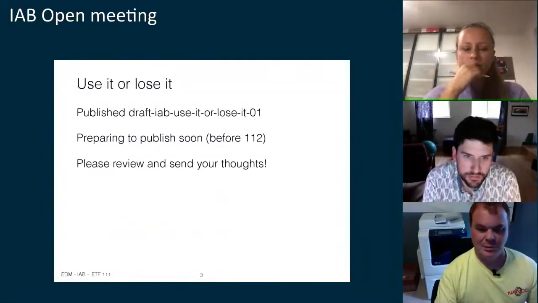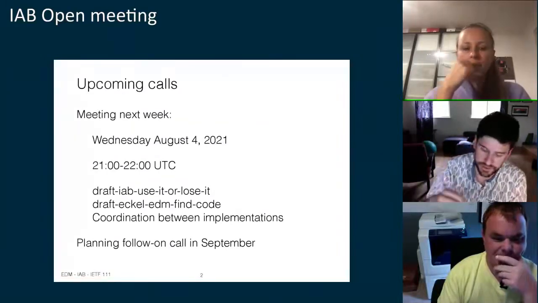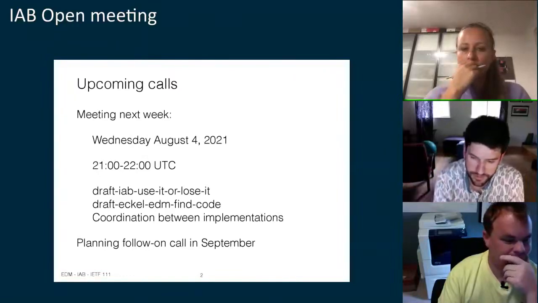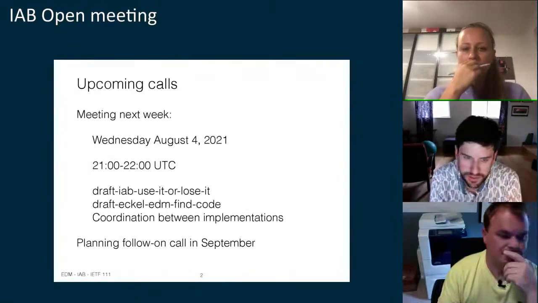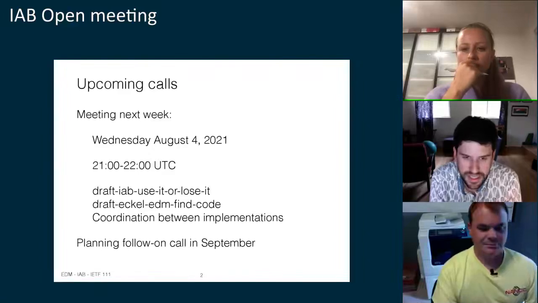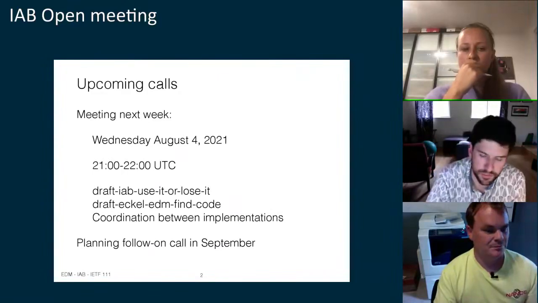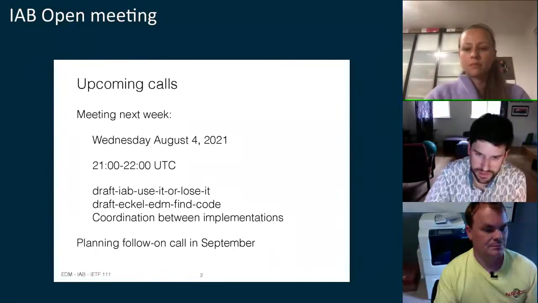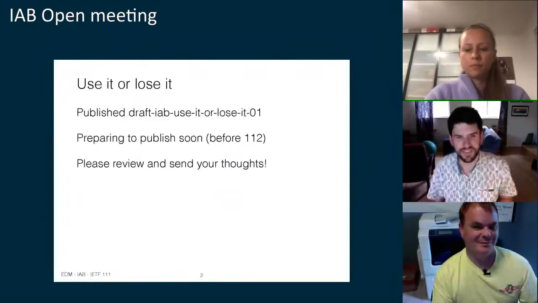I will be talking more about the User Lose It draft, which, as Miriam mentioned earlier, we are trying to get out the door and published very soon. And we also have some new topics that we're talking about. Charles Eckel proposed some work on how to find code implementations, and that's one topic that will probably also bleed over into the next call. And then we'll also want to talk more about coordination mechanisms between implementations, which is one of the topics that kind of comes out of User Lose It. All right, next slide now.